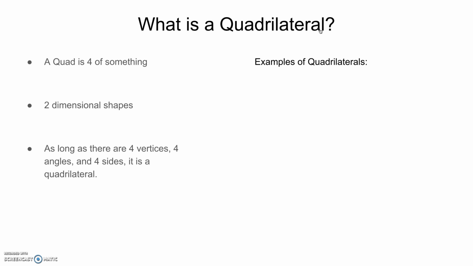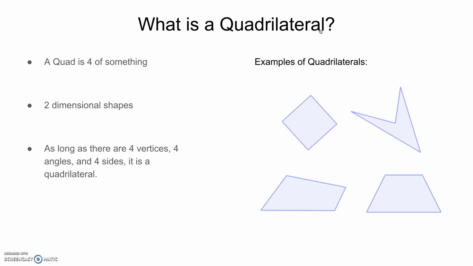Quadrilaterals are also two-dimensional shapes, or in our case, we will be working with two-dimensional quadrilateral shapes. As long as there are 4 sides, 4 vertices, and 4 angles, it is a quadrilateral. As you can see with these examples, no matter what the shape is, if it has 4 sides, then it will be a quadrilateral.